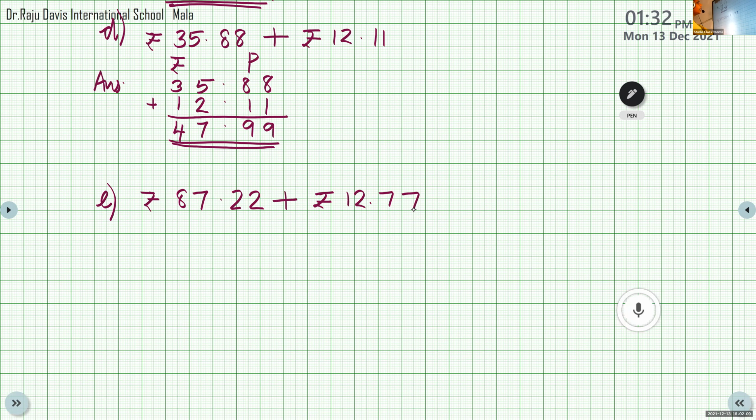Question E, we have 87 rupees 22 paise plus 12 rupees 77 paise. Ma'am, the answer is 99 rupees and 99 paise. Okay, good. The answer is 99 rupees 99 paise. Okay, good, Krishna. Very good.